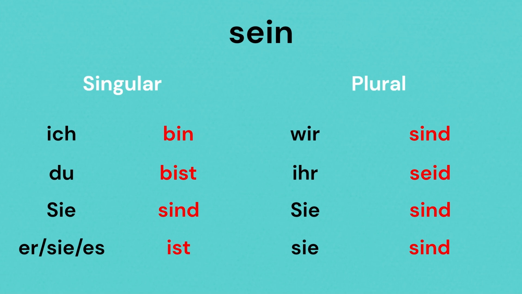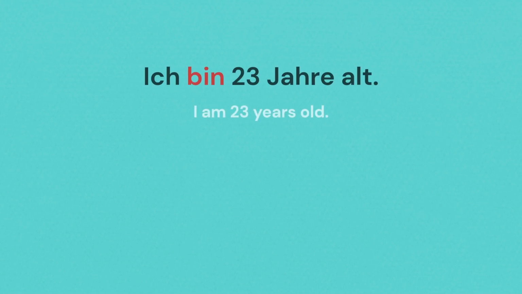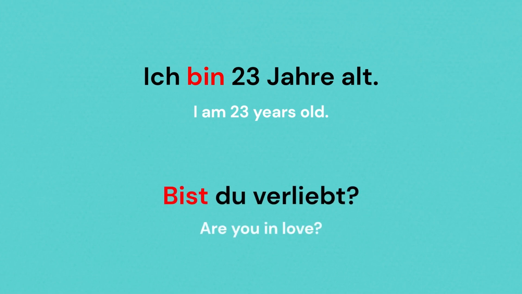Sein is a special verb. Unlike haben, there are no endings you have to consider. Here also, it is advisable to learn the conjugations as it is. Now let's look at some examples. Ich bin 23 Jahre alt. Bist du verliebt? Here also, please concentrate on the subject in the sentence and the verb being conjugated accordingly.